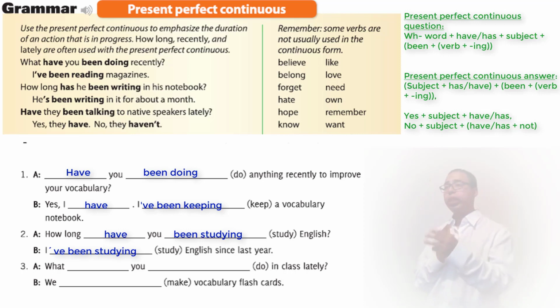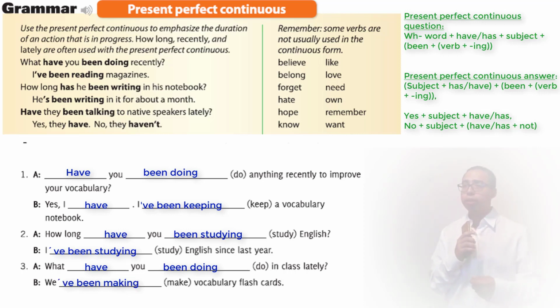Okay. So here we're using have, and we're going to keep using the word been, and we're just going to change the word in parentheses to its present perfect continuous form. Conversation number 3. What have you been doing in class lately? We've been making vocabulary flashcards. Okay? So again, we're using have in both, only in the answer it's a contraction with we, so it's we have or we've been making vocabulary flashcards.